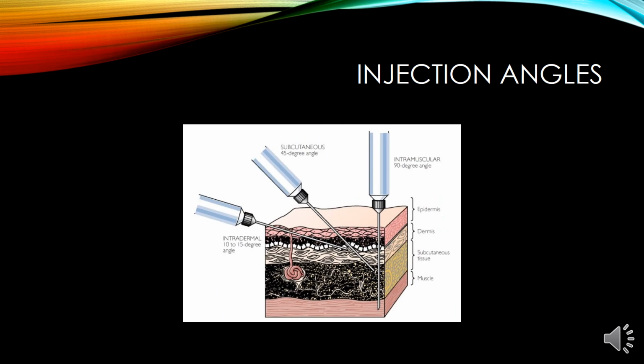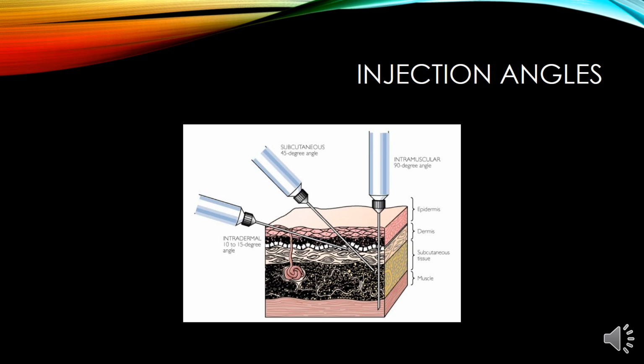Injection angles. Here you see different examples of injection angles. An intramuscular injection should be given at a 90-degree angle. A subcutaneous injection is generally given at about a 45-degree angle, and an intradermal injection is generally given at a 10 to 15-degree angle. What are some factors that affect the angle of injection?